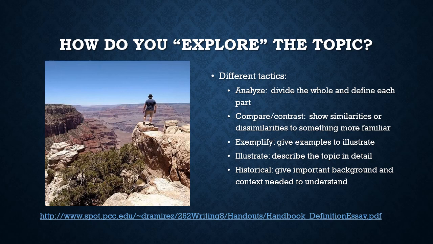You can exemplify the thing that you're talking about by giving specific examples in your body paragraphs. You can illustrate by describing the topic in detail. Or, depending on what your approach is, you can take a historical approach where you give important background and context needed to understand the item that we're talking about. Now, most UIM essays tend to go with the first 4, but the 5th is a viable option done well.